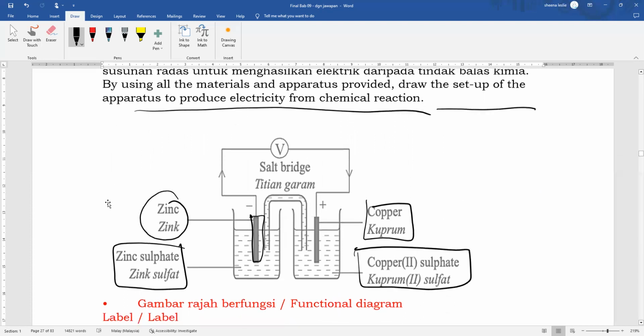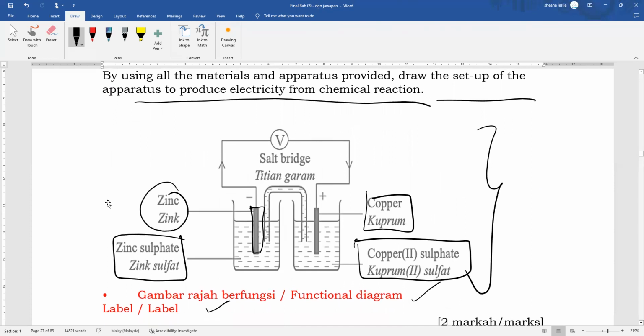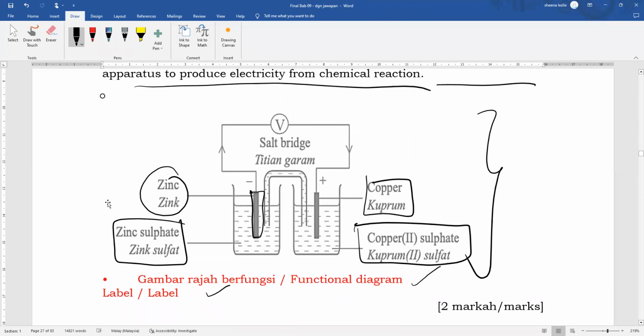So you must have a functional diagram, you get 1 mark, and you label it, you get another mark. Okay, are you all okay with this? Do you all know what teacher is saying here? If yes, then we go to question number 1. Okay, all okay? Some people have asked, teacher, how do you decide which one's the anode, which one's the cathode? Okay, I'm going to go there shortly.